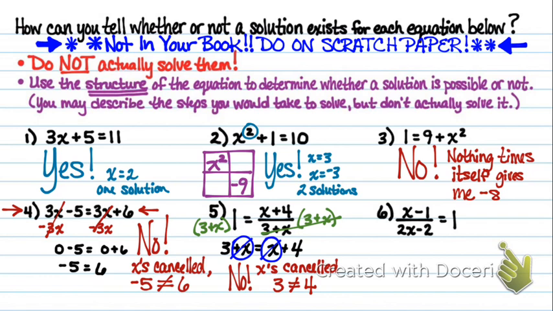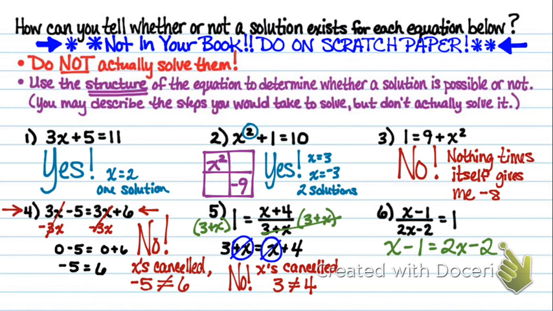Number 6 looks a lot like number 5. Does that just automatically mean that it's a no? What would I do if I was going to solve this? Multiply. I can multiply. What would I multiply by? 2x minus 2, by my denominator. And so I would end up with x minus 1 equals 2x minus 2.